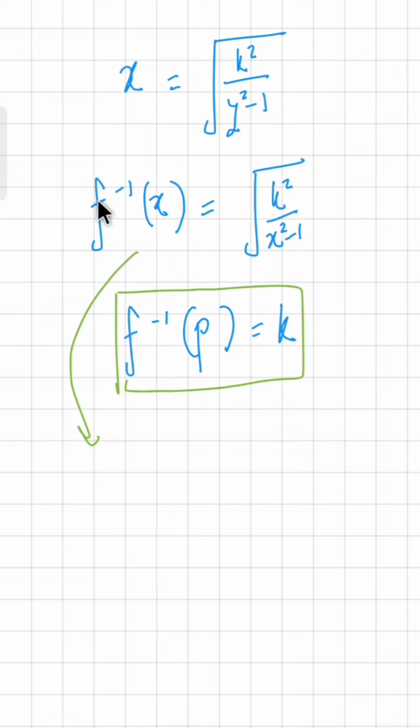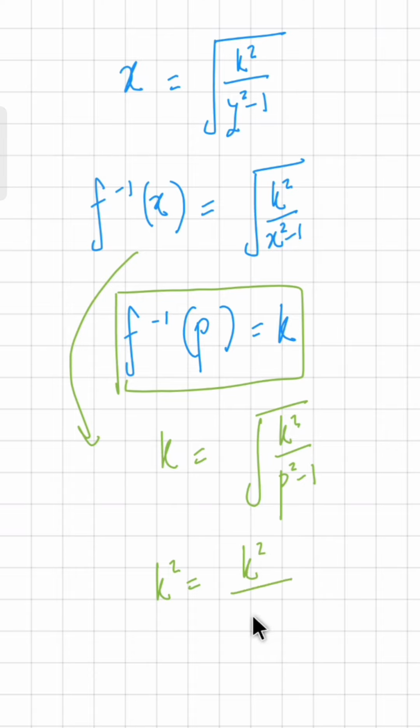So f inverse of x is already given. This is k, so we are going to copy k, and when do we get k? When x is replaced with p. So k equals square root of k² upon p² minus 1, with x replaced by p. I hope you're getting it. Now let's square both sides. If you square this, you will get k², and if you square the other side, the square root will be removed, so k² upon p² minus 1 will be left.